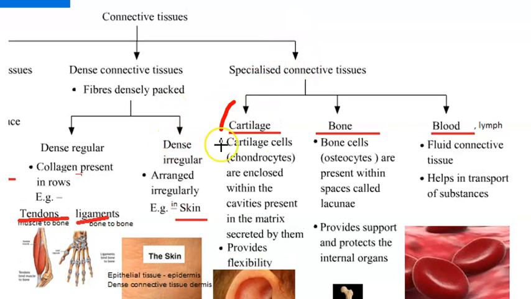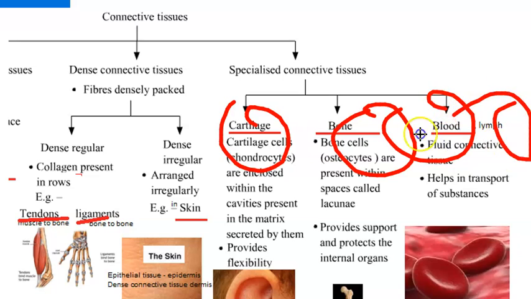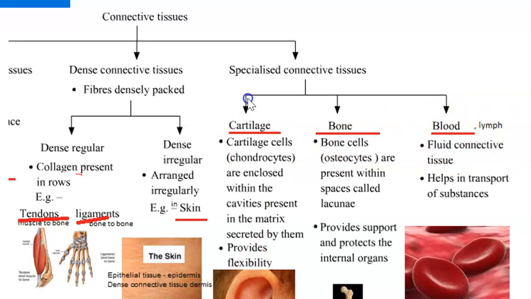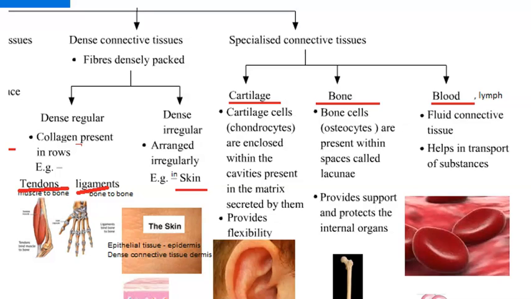Okay. That will be cartilage, bone, blood, lymph, etc. Lymph is also a specialized connective tissue, you can say. Okay. Why we should not discriminate against lymph. Okay. So, we have added lymph here. Then blood can be specialized connective tissue. So, is lymph. Lymph is also yet another fluid in the body.